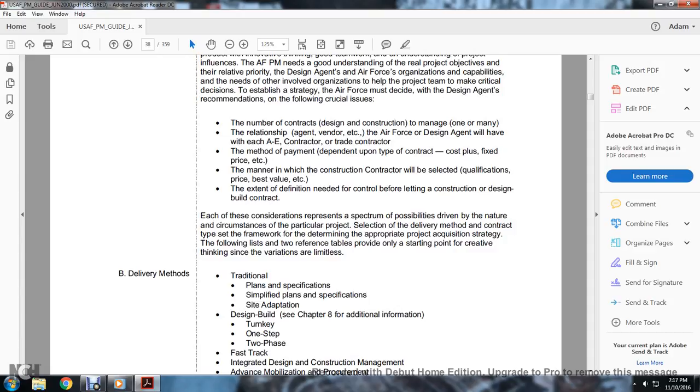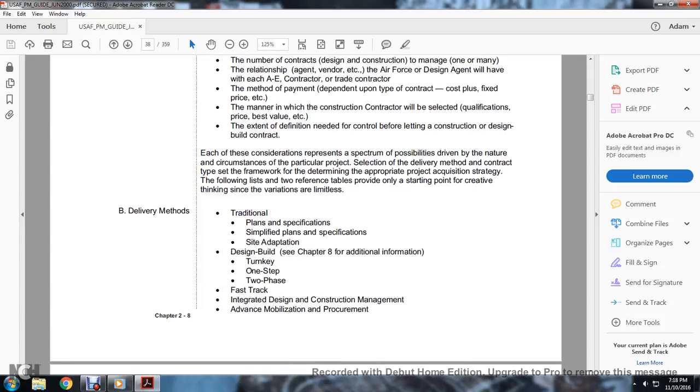Each of these considerations represents a spectrum of possibilities driven by the nature and circumstances of the particular project. Selection of the delivery method and the contract sets up the framework and determines the appropriate project acquisition strategy. The following list of the 2 reference tables is provided only as a starting point for creative thinking, since the variations are limitless.